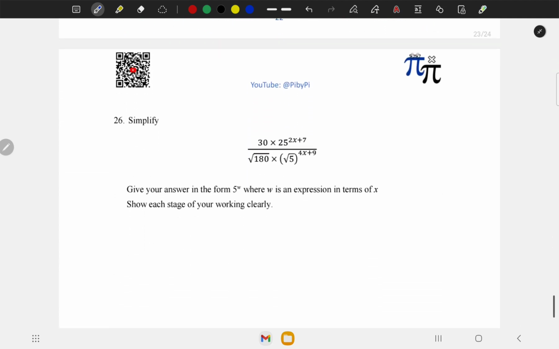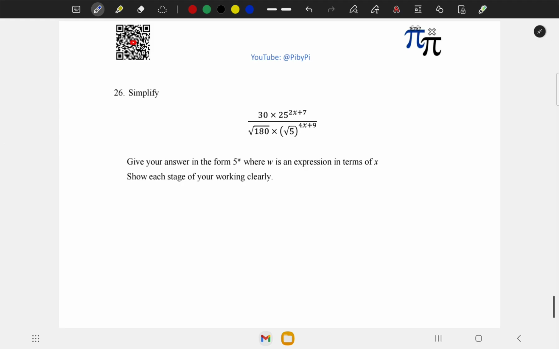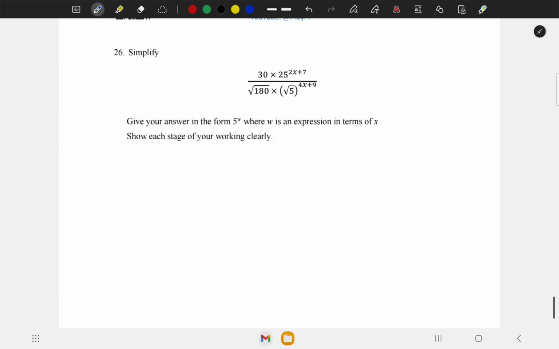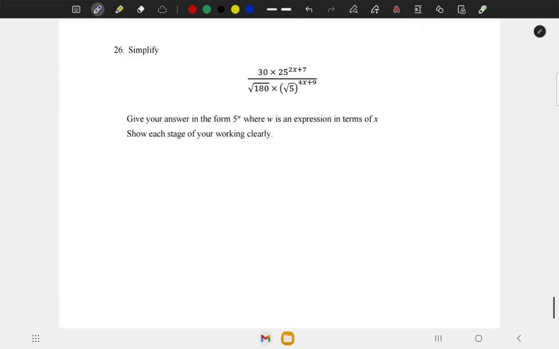Okay. Now the last question of this paper. You're being asked to simplify this and give your answer in the form 5 to the power w, where w is an expression in terms of x, and you're being asked to show each stage of your working clearly. So what we do in such a situation is we start by writing every number as a product of its prime factors. So let's start off with 30, right? 30 can be written as 2 multiplied by 3 multiplied by 5. That's the first term there.